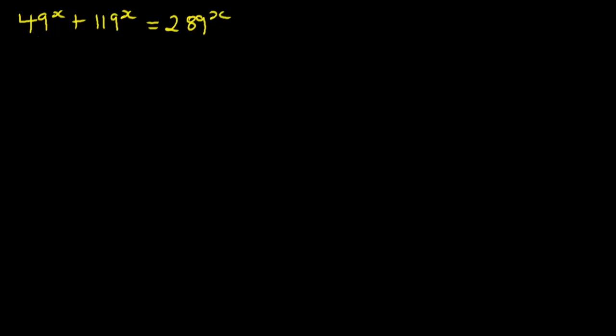Now over here the idea is that we want to make one of the terms to be 1. And we can do that by dividing each of the terms by the first term or the second term or the third term. In this case, I'm going to divide through by the first term since it's the smallest number over here. So I'm going to divide through by 49 to the power x.